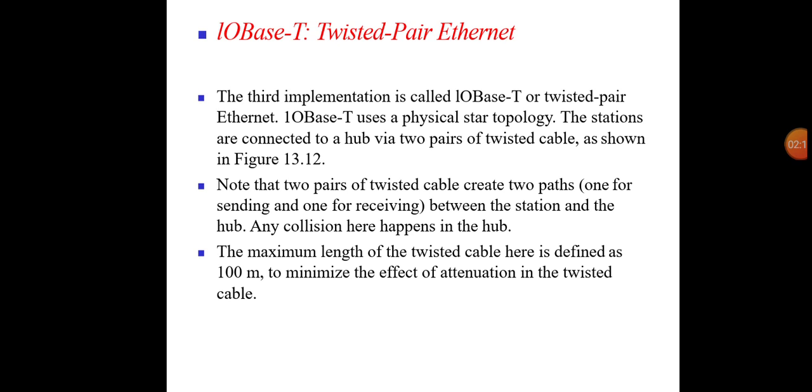10Base-T, twisted pair Ethernet. The third implementation is called 10Base-T or twisted pair Ethernet. 10Base-T uses a physical star topology. The stations are connected to a hub via two pairs of twisted pair cable, as shown in the figure. Note that the two pairs of twisted cable create two paths, one for sending and another for receiving, between the station and the hub. Here any collision happens in the hub.